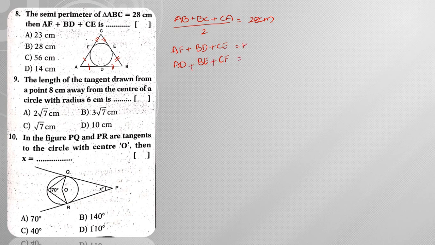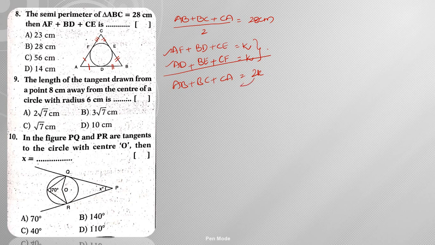So, let this length be some K and this length is also some K, right? When you add these two, this will be equal to the perimeter. So this and this when I add, what am I going to get? AB plus BC plus CA is equal to 2K. But what is AB plus BC plus CA? It is equal to 2K.